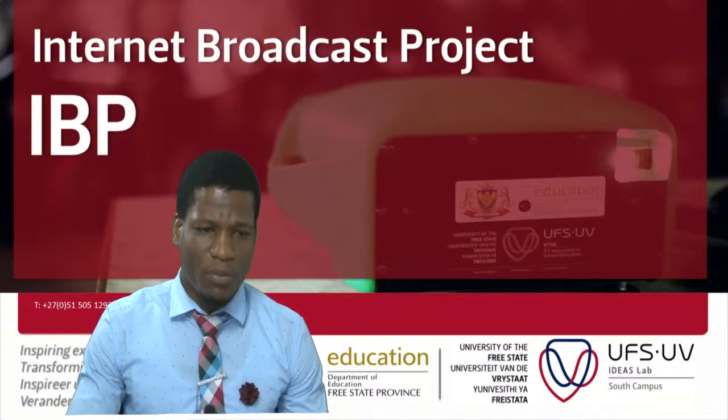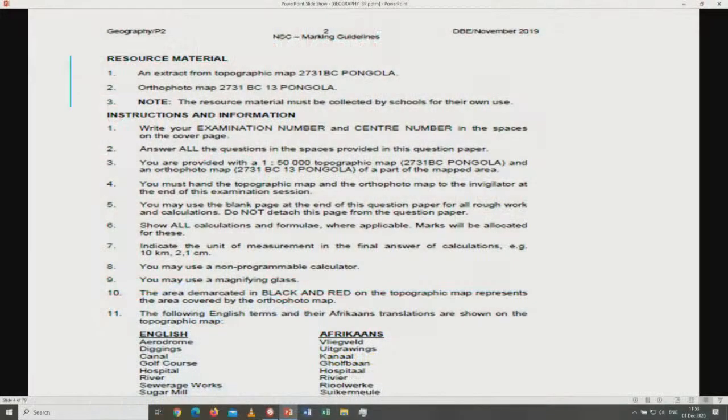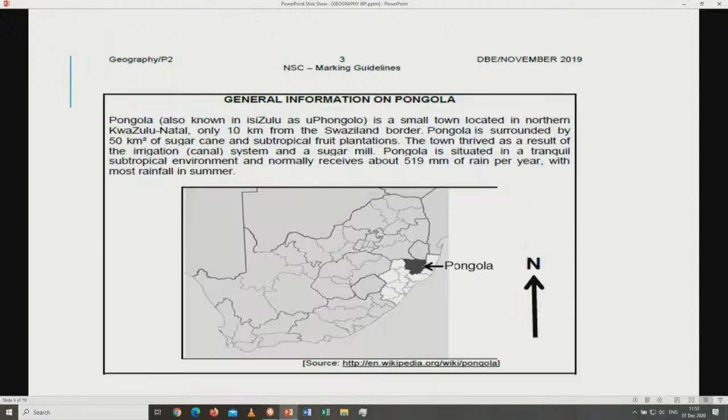For example, here we've got the map of Pongola as an example. So the paper that you will see in your paper 2 will have the same instructions but a different map code and everything, okay? You must also always read the general information. Do not skip the general information, grade 12, because marks actually come from the general information. There are about 3 marks that come from the general information.